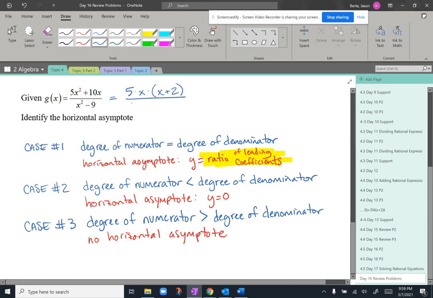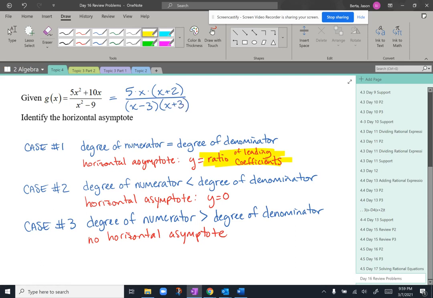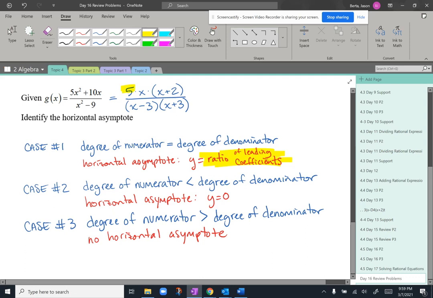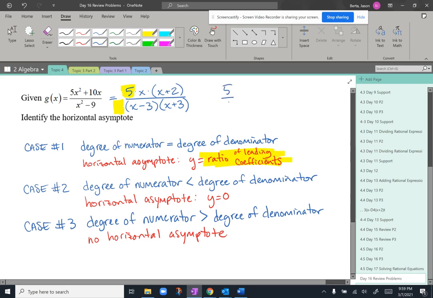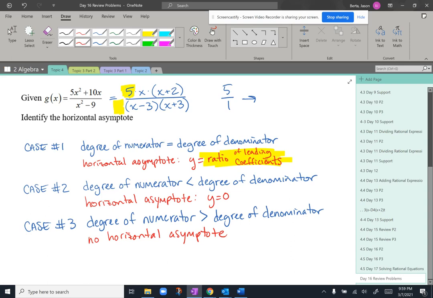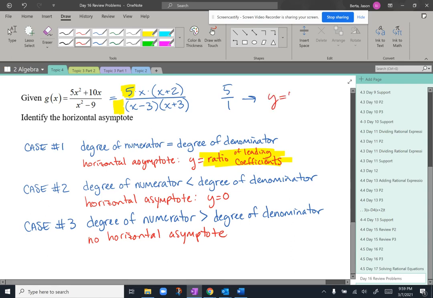If I wanted to factor the denominator, that would be a difference of squares operation here, and so I'd have x minus 3 times x plus 3. But here I see that for the ratio of leading coefficients, I've got a 5 in the numerator, and I don't have anything in the denominator. So that's really just a 5-to-1 ratio. So my horizontal asymptote is going to be at the equation y equals 5.